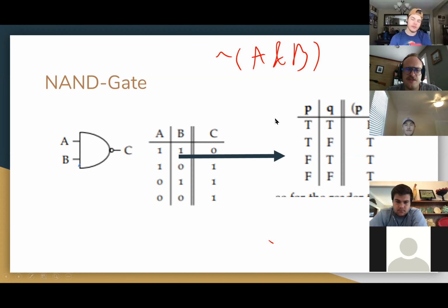And negated conjunctions are sort of important because it just so happens with NAND gates, they're one of a really fundamental type of gate in making circuits. If you want to read about it, you can make any circuit using all the other gates just from using NAND gates, which is pretty interesting.